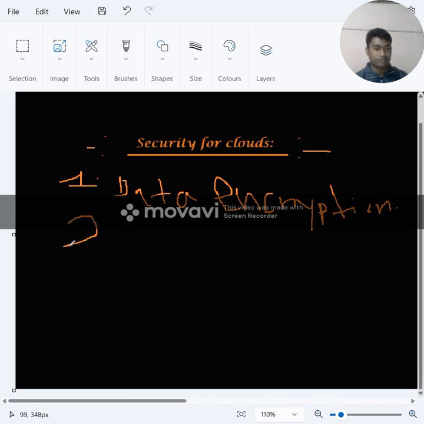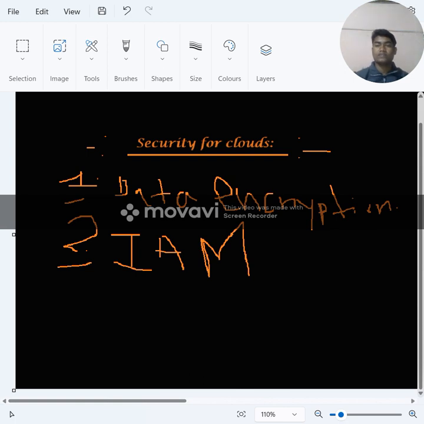That is one type, data encryption, and the second is identity and access management. What is IAM? Identity and access management. Implementing robust IAM controls helps manage users' access and permissions effectively. Authentication protocols, multi-factor authentication (MFA), and least privilege principles should be enforced to ensure that only authorized users can access resources.